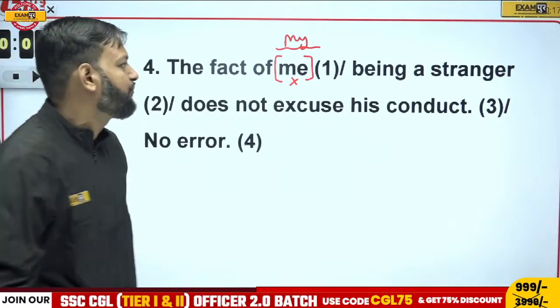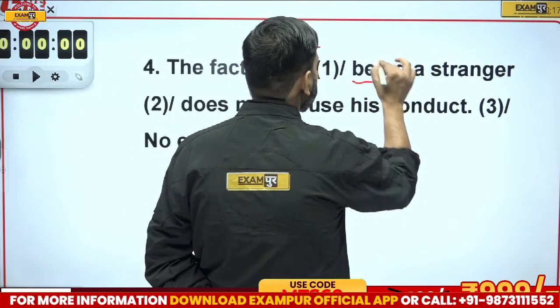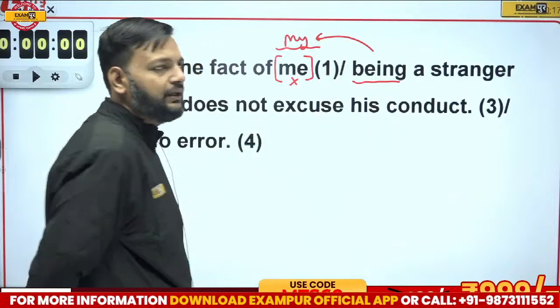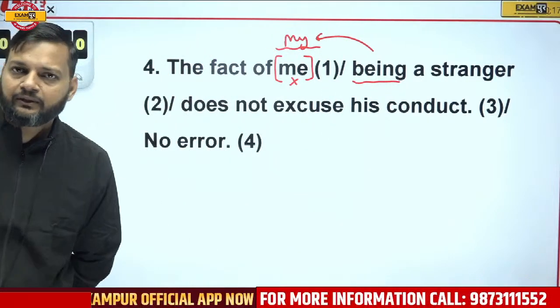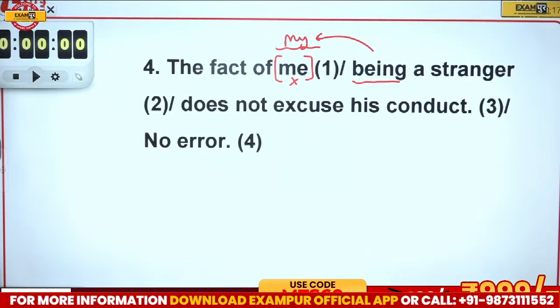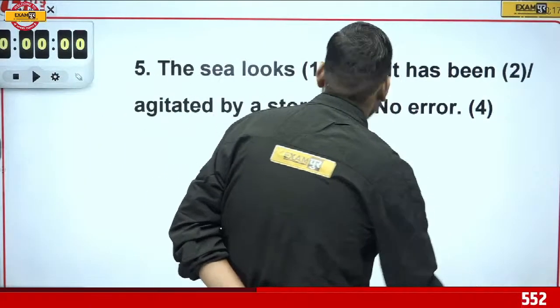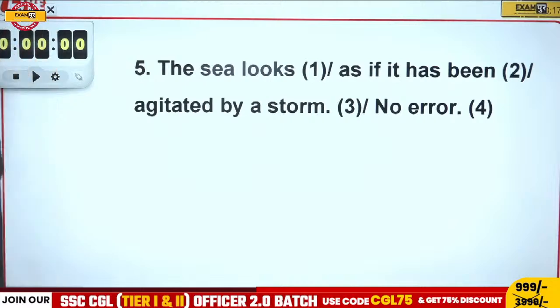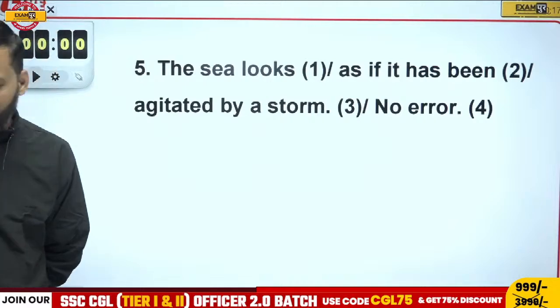Okay, because here being is a gerund, and before a gerund we require a possessive adjective. Now, the next one. The sea looks as if it has been agitated by a storm.